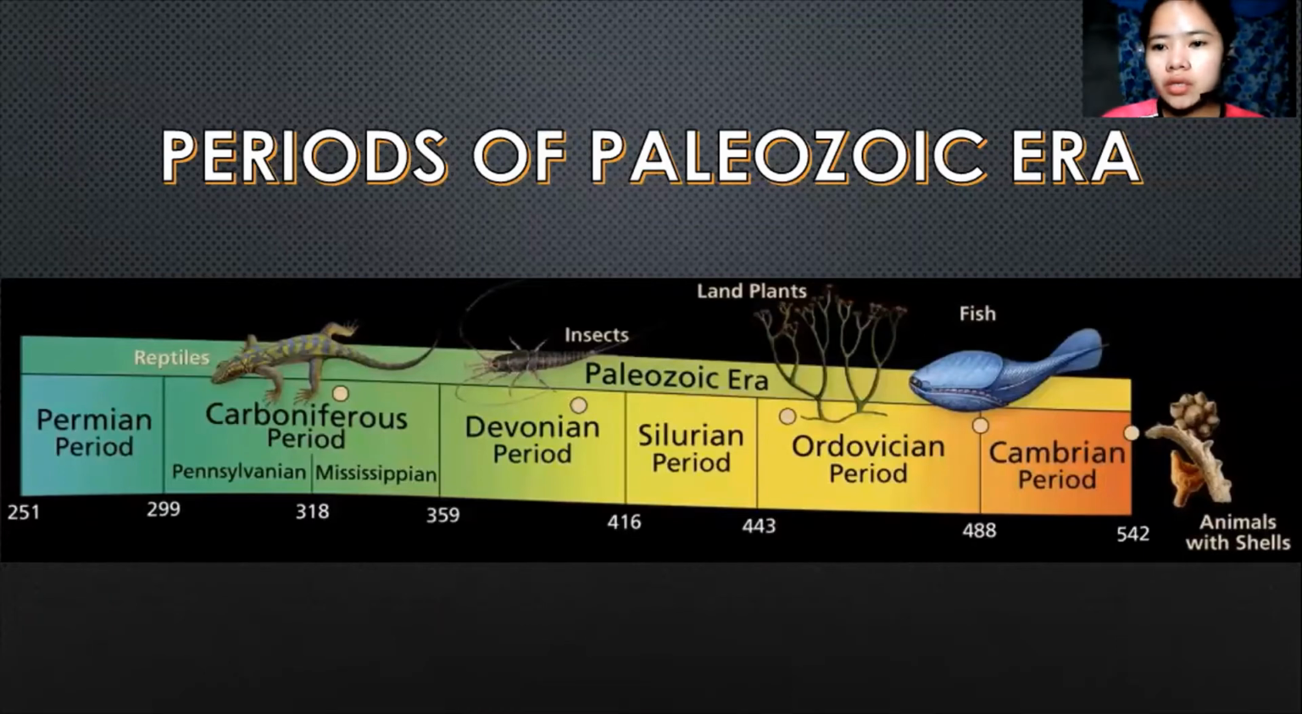So, periods of the Paleozoic era. We have the Cambrian, Ordovician, Silurian, Devonian, Carboniferous, which is divided into sub-periods, the Pennsylvanian and the Mississippian, and the last one is the Permian, which is the end of the Paleozoic era.